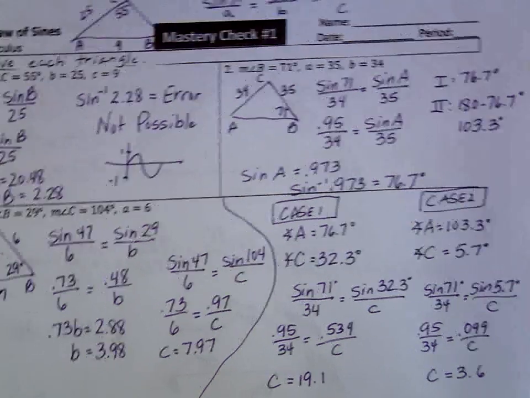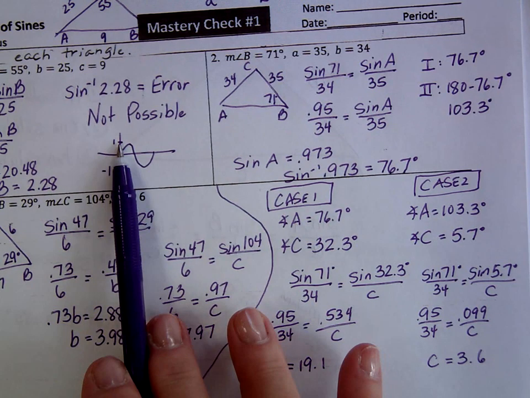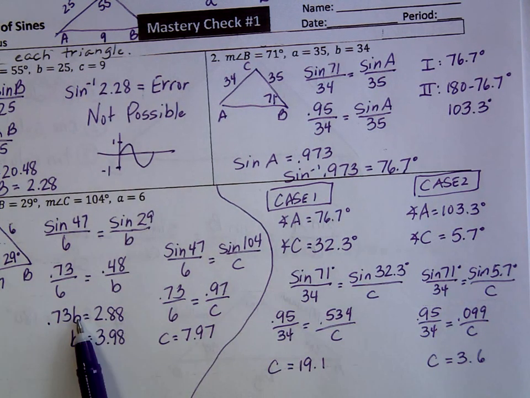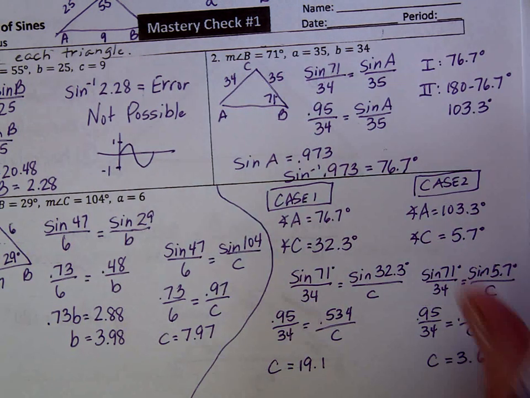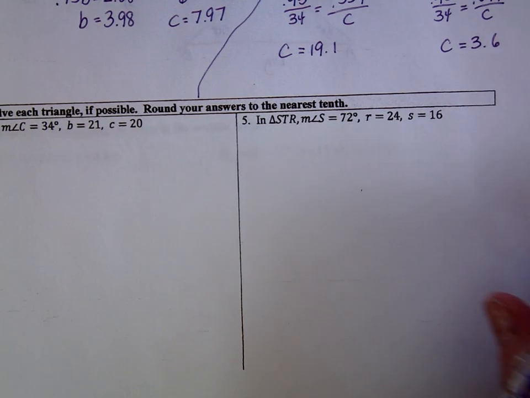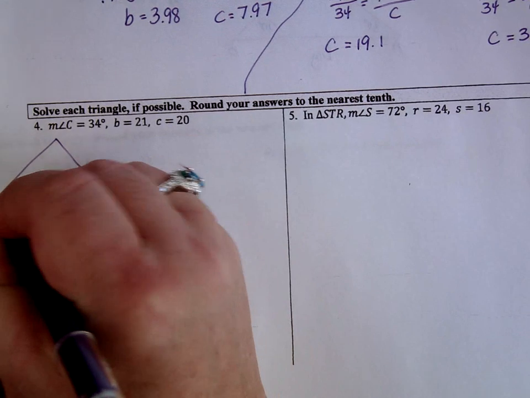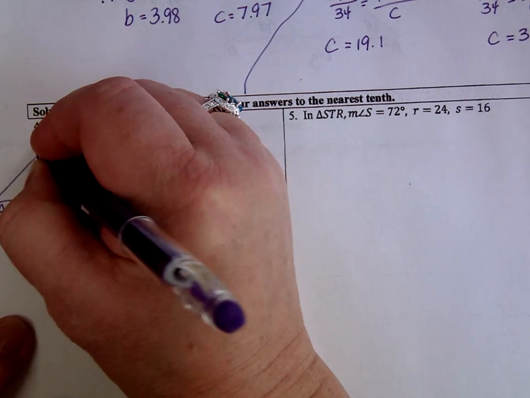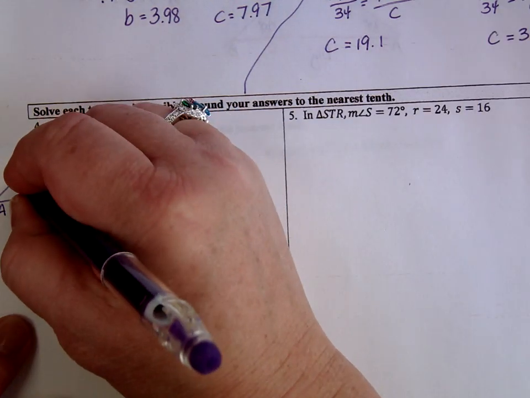All right, 2 more to try. So now you've got the 3 possibilities. It's either not possible, it's got 1 situation, or it's got 2 situations and you need to do them out separately. Okay, number 4. I'm going to draw my triangle again. ABC. C is 34 degrees, little b is 21, little c is 20.